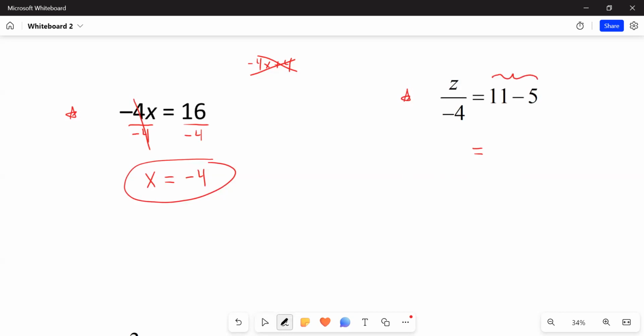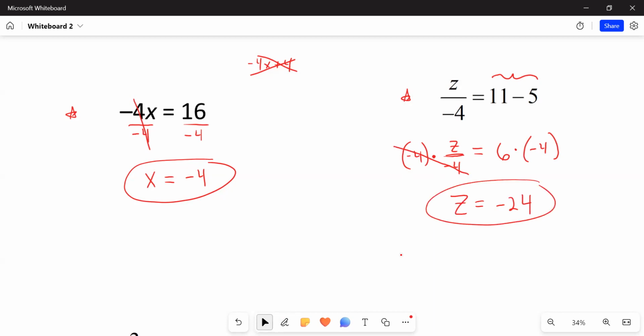Okay, on the problem on the right, notice we again have simplification first on the right. 11 minus 5 is 6, and we have z divided by negative 4. This time my inverse isn't division, but rather multiplication, because it's already being divided by negative 4. My inverse is to multiply this side by negative 4, and likewise do the same thing on the right-hand side. That will cancel out, or simplify out, and we'll get z equals 6 times negative 4, which is negative 24.